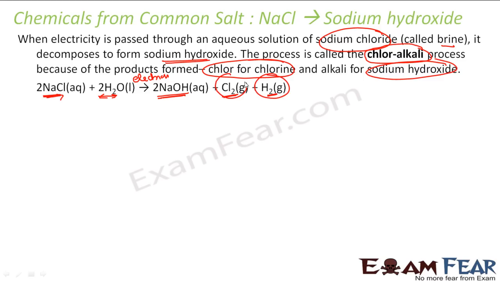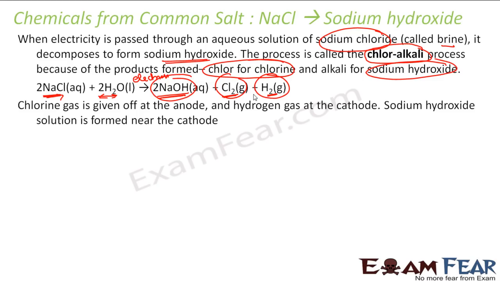And all these are useful gases actually. Hydrogen and chlorine gas are useful gases, and sodium hydroxide is also useful, right? So chlorine gas is given off at the anode, hydrogen gas is given off at the cathode, and sodium hydroxide is formed near the cathode. This is how you form sodium hydroxide. You take that salt water, pass some electricity, and you get sodium hydroxide, chlorine and hydrogen gas.